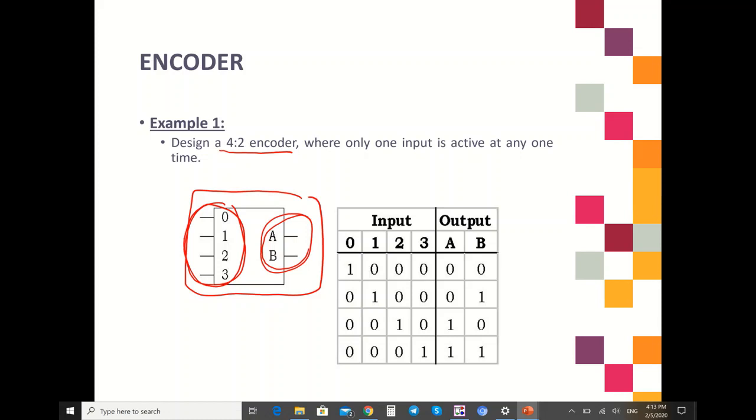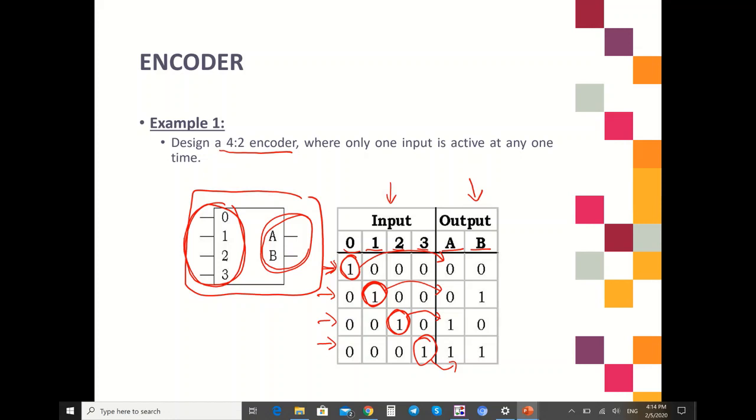So the first step, you need to derive the truth table. For the truth table, you have 4 inputs, which are the decimal numbers starting from 0 until 3, and then you have 2 outputs represented by A and B in binary, which is 2 bits of binary. In each row, only one input can be active at a time. So for the first row, only 0 will be activated, and then you convert to binary. In the second row, 1 is activated, so 1 in binary is 0, 1. Next is 2, which is 1, 0. Then the last one is 3, which equals 1, 1.